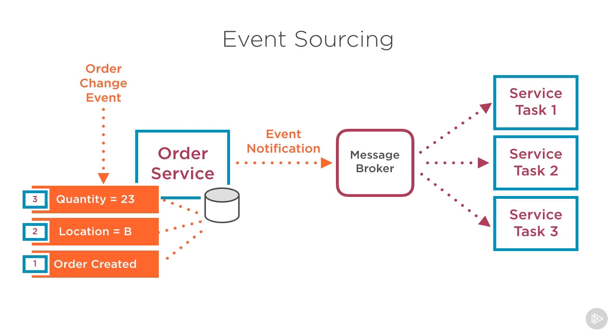And then they can carry out an action on behalf of that order change, or they can store the order change in their own local data store if they need it for other types of querying which is associated with that service's data. In the next section of the module, we will look at another pattern called CQRS, which further changes the design of our database to make it more microservices friendly.